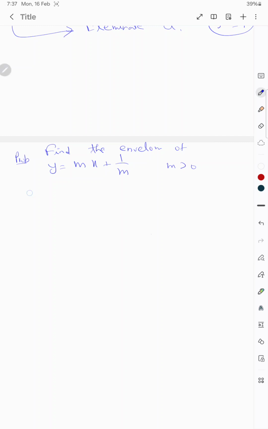Okay, so what is your f(x, y, m)? You can say this equation is y minus mx minus 1 by m, right? This is equal to 0. And what is your del f del m?